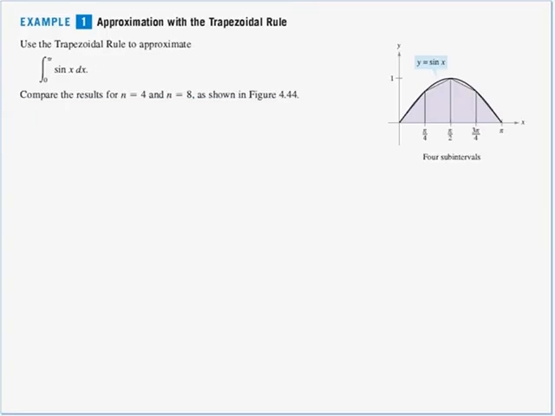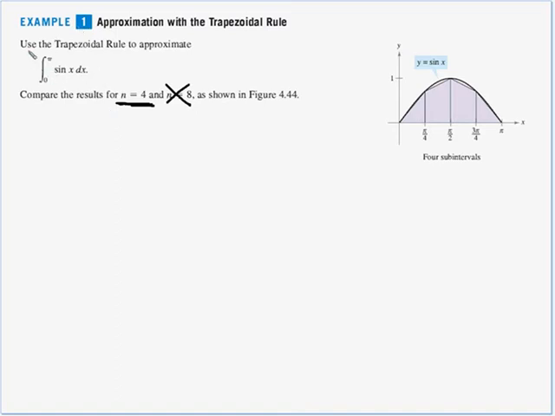Let's check out example 1 here. It says, use the trapezoid rule to approximate the definite integral from 0 to pi of sine x dx, and compare the results for n equals 4 and n equals 8. Let's just do the n as 4. This is a trig example; I've got an algebraic one on the next slide.